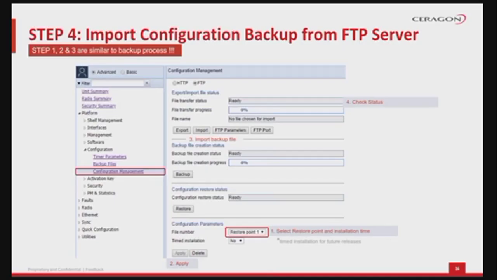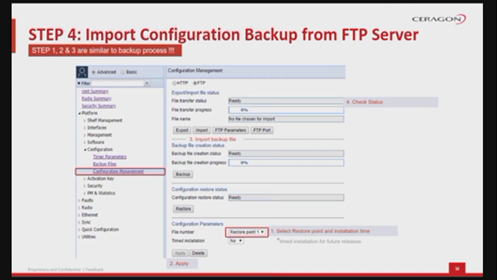At step number 4, we will import the configuration backup file. The assumption is that the configuration file is stored on the FTP server. To complete this step, do the following. 1. In the file number field, select the restore point to which you want to import the file. The imported file will be saved to the selected restore point and will overwrite whatever file was previously held in that restore point. 2. Click Apply to save your settings.